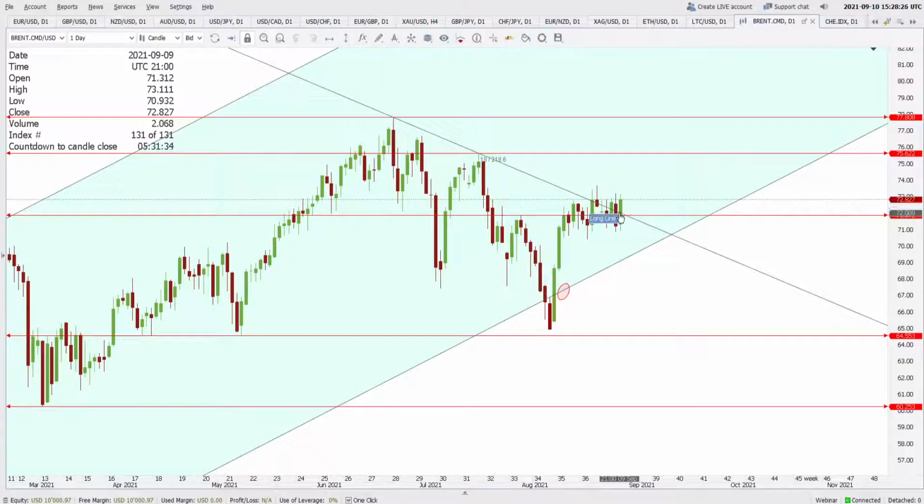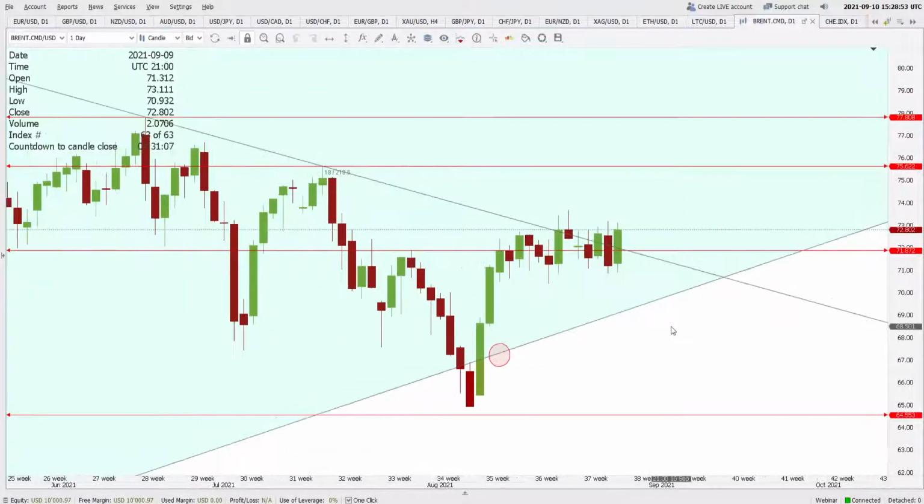So if the price closes anywhere close to 72.80, if the price closes anywhere 2-3 pips above or 2-3 pips below 72.82, then we can see 75.62 next week. That is what I think about the Brent. And 71.87 is the immediate support for the Brent. On the higher side, 75.62 is the immediate resistance.